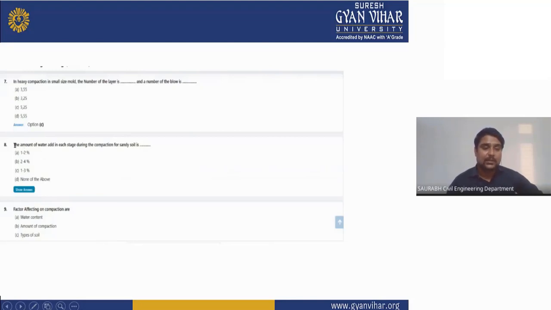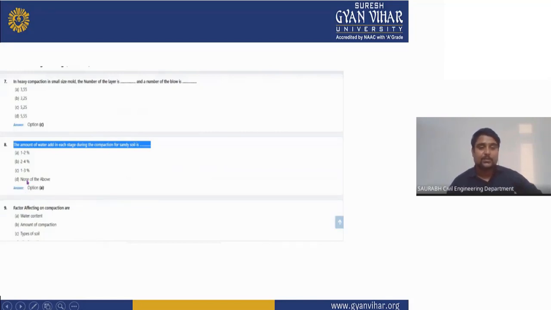Next question: the amount of water added in each stage during the compaction of a sandy soil is, which means how much water you will add during the compaction in sandy soil. So here we will add water 1 to 2%. Your full sentence will become: the amount of water added in each stage during the compaction for sandy soil is 1 to 2%. Here the right answer will be A.